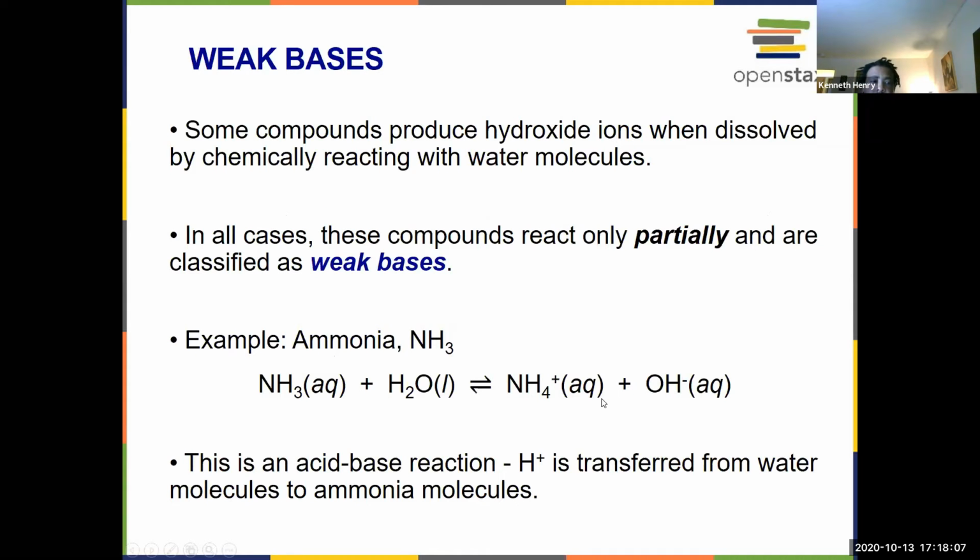So, as with acids, there are weak bases. Ammonia is a weak base. When ammonia is put in water, you're going to end up with ammonium and hydroxide. And again, you're only going to get a partial reaction. It's not going to be complete. So the majority of the species is going to be in this form and only a little bit in that form.